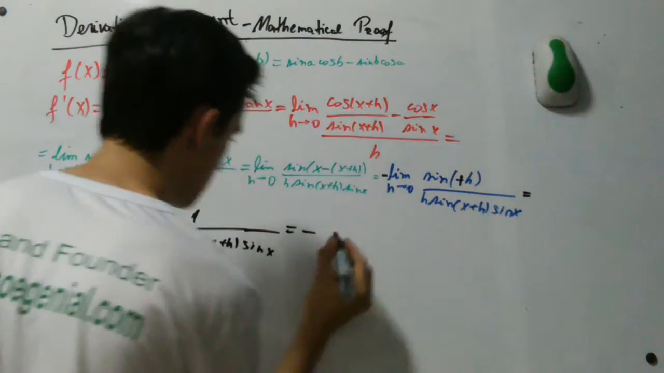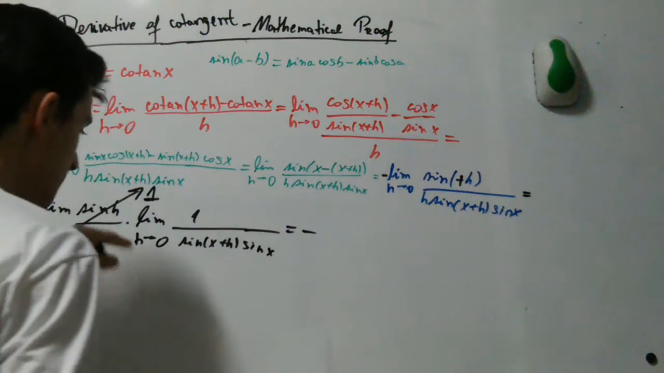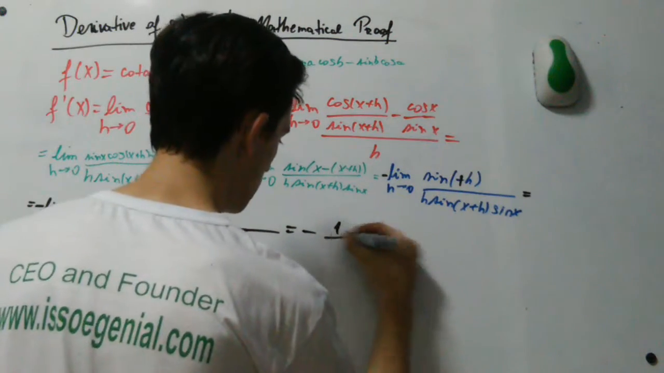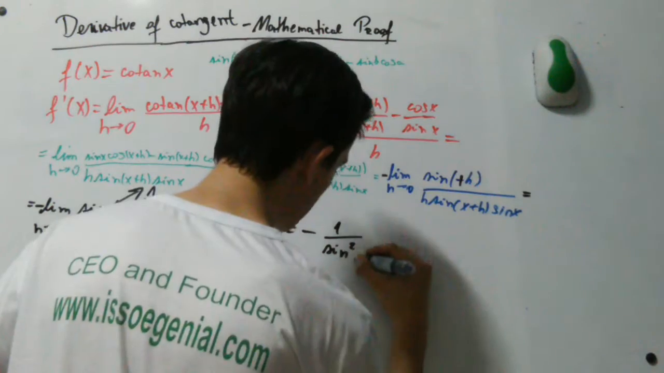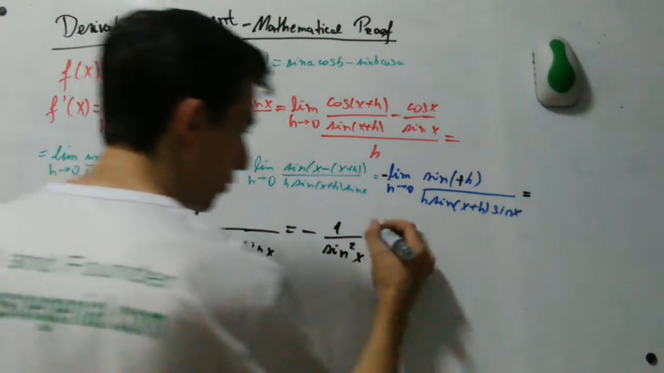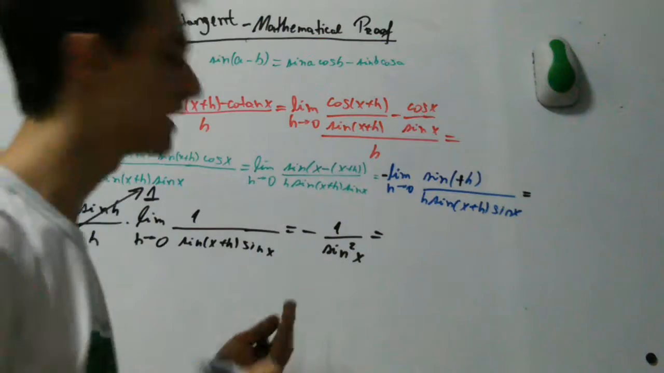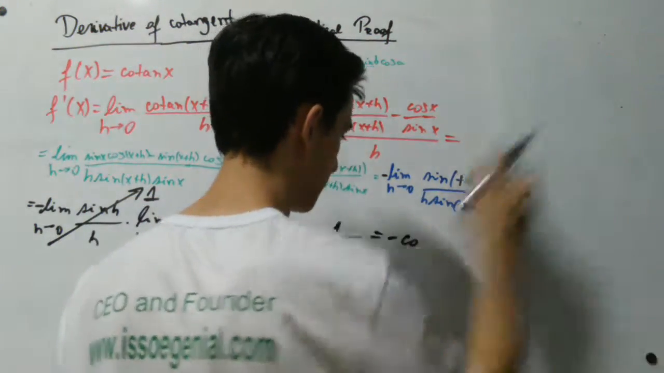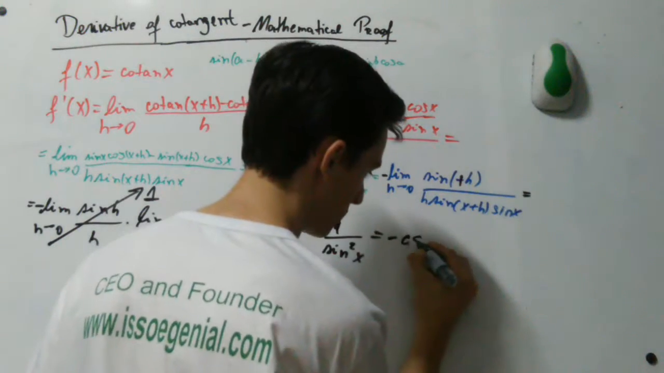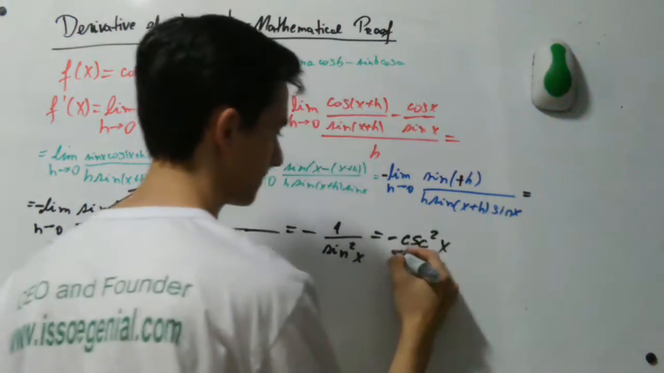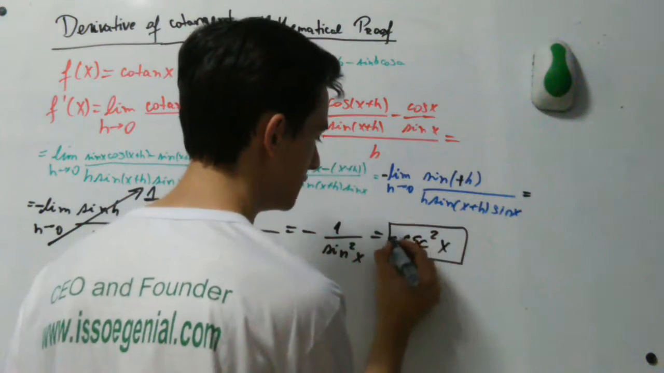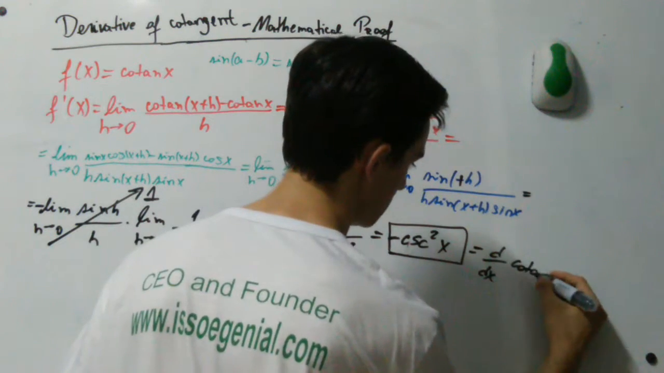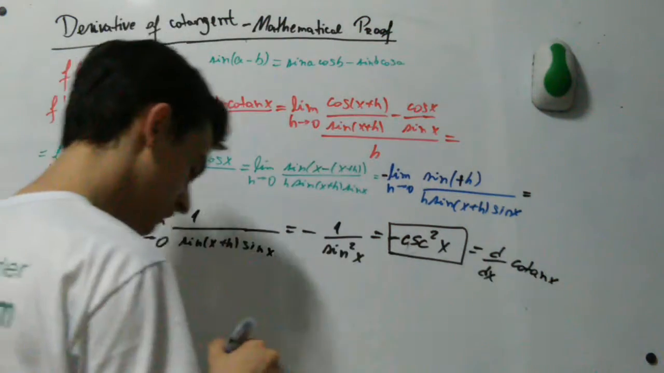So this is equal to the negative sign here. And when h approaches 0, this function here approaches 1 over sine squared of x. And remember, 1 over sine is cosecant. So this is equal to negative cosecant squared of x. So we have just proved the derivative d/dx of cotangent of x, which is negative cosecant squared of x.